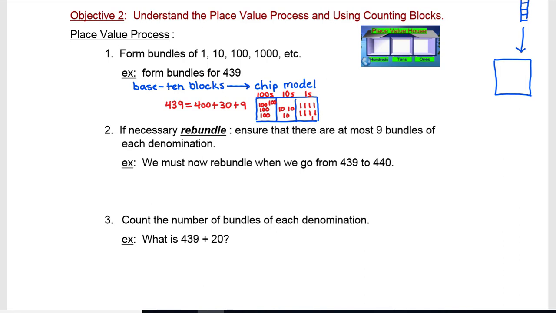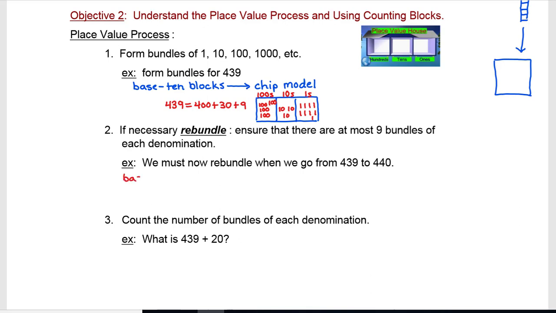Sometimes it's necessary to rebundle, and that means to ensure that there are at most only 9 bundles of each denomination. So we can never have more than 9 ones in the 1 spot. We could never have more than 9 tens in the 10 spot, or more than 9 hundreds in the 100 spot, and vice versa. So the question is, how would we rebundle and go from 439 to 440?